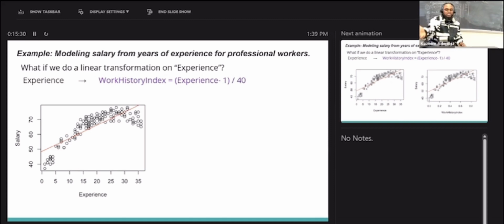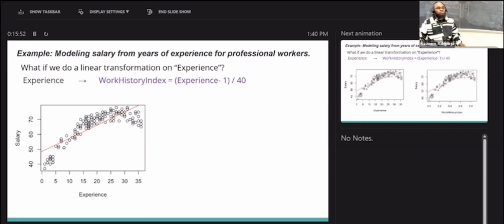The work history index is going to be experience minus 1 divided by 40. Maybe I'm using 40 hours a week. Instead of using just experience as an explanatory variable, experience may not be in a good statistical standing, but work history index is in good statistical standing.